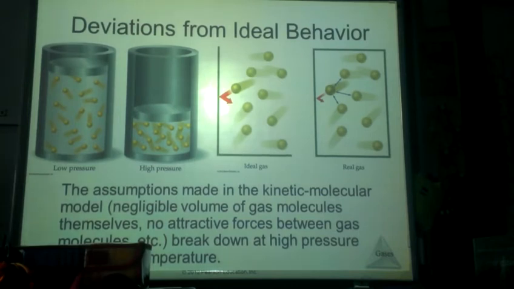You're fine. Okay, so deviations from ideal behavior. Remember that that's going to be at high pressure and low temperature.